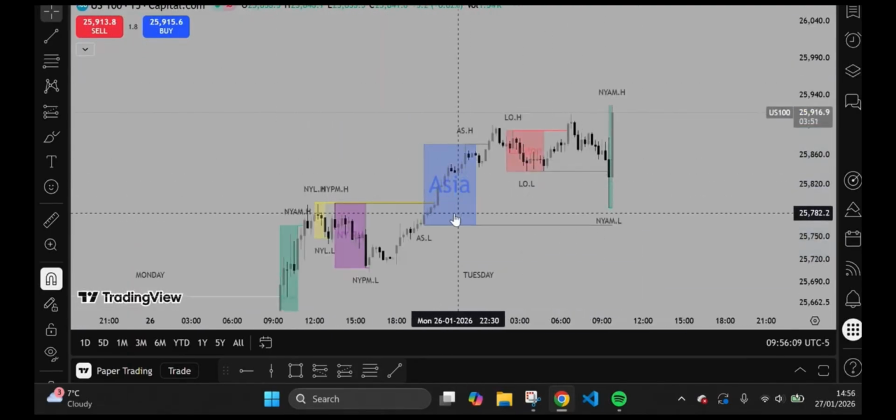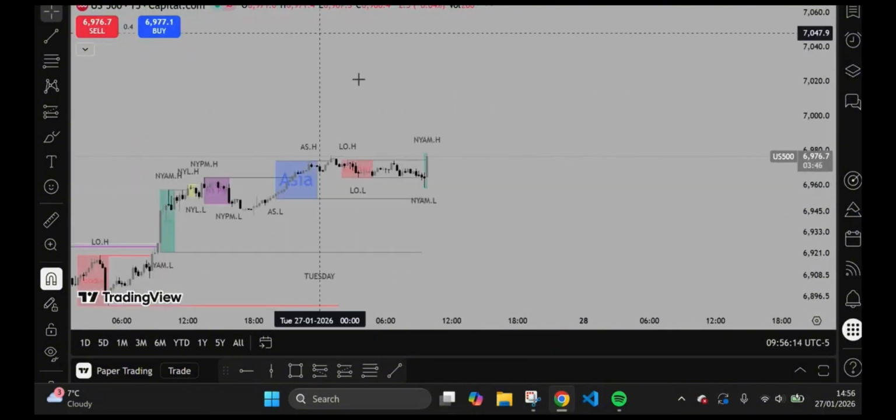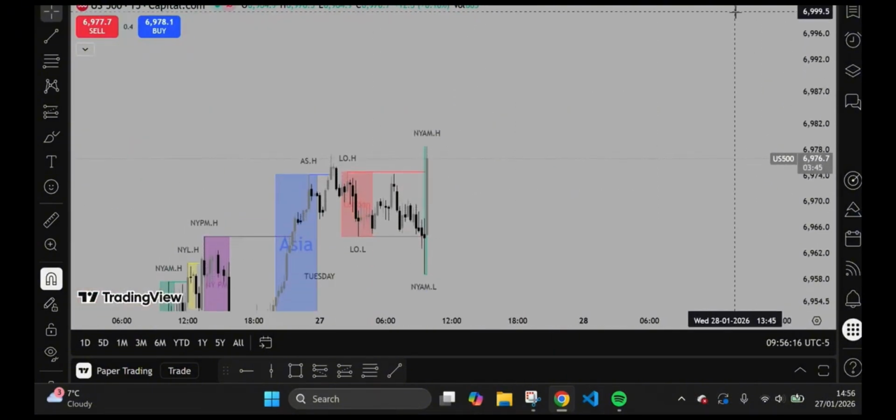Shuffle over to the 15 minute. There was a beautiful open 15 minute gap. Same with S&P. We validated.